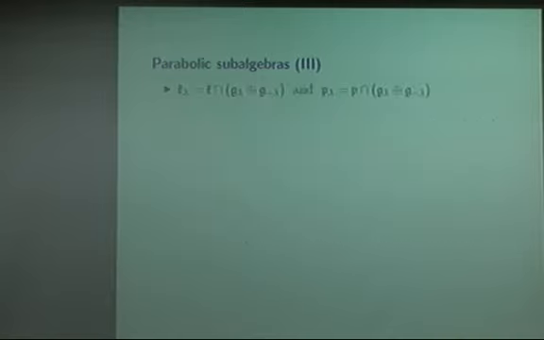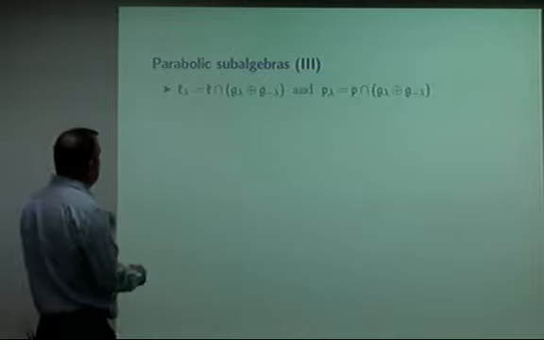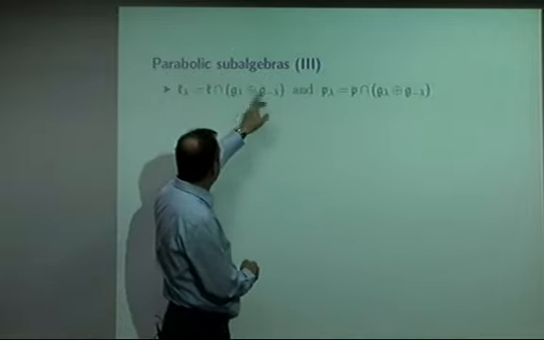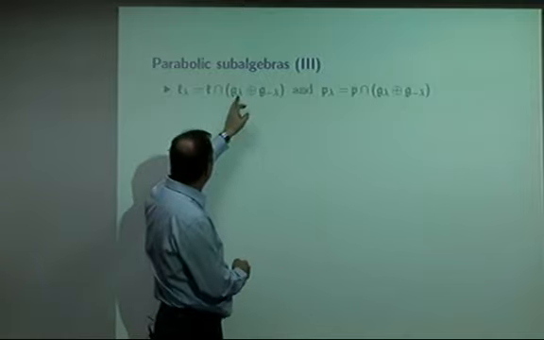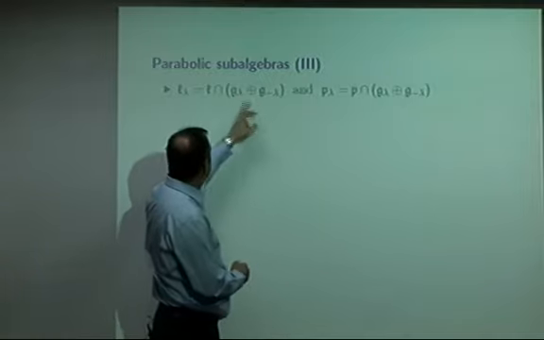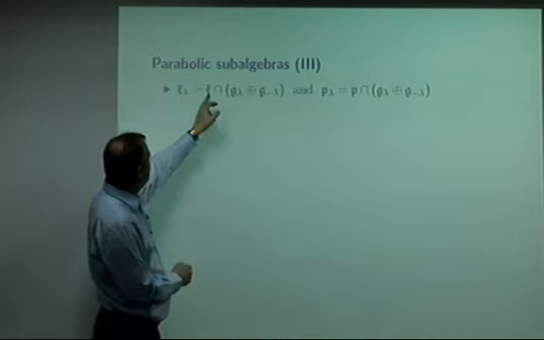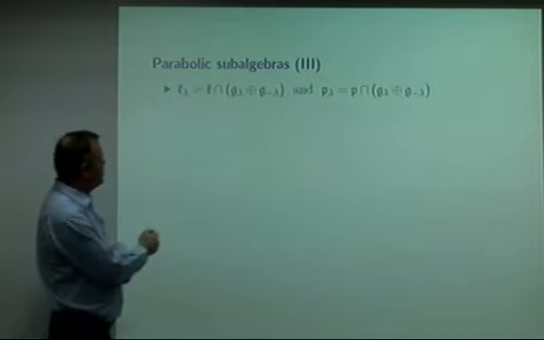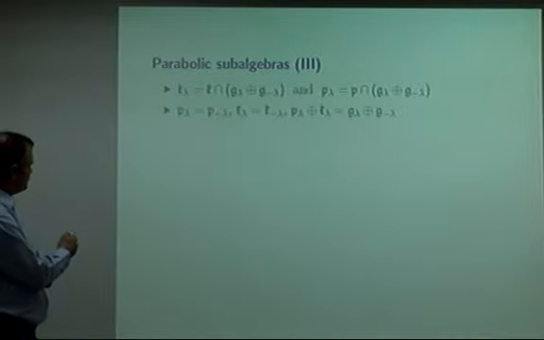Now what does this mean? I want to get one step further, maybe not. So what we do is we take, for a root lambda, the sum of the root spaces corresponding to lambda and minus lambda and intersect it with k, denote this by k lambda, and with p we do a similar thing. What we get is p lambda.